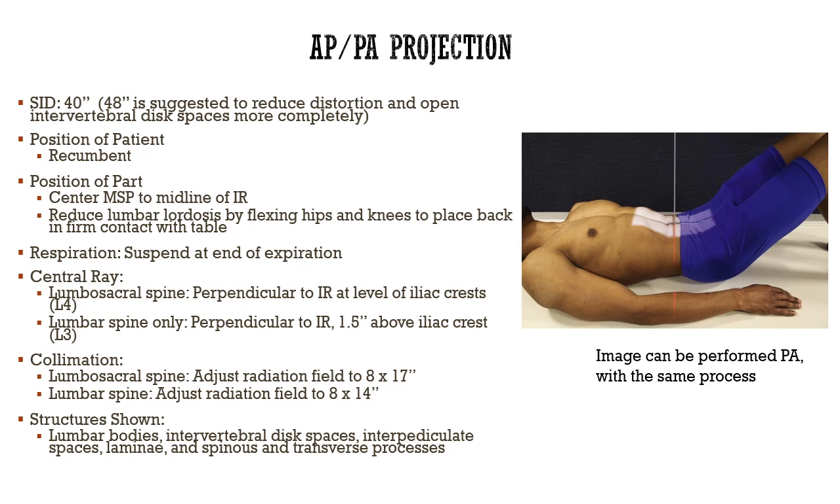So for structures shown, we're going to see the lumbar bodies, the intervertebral disc spaces, interpediculate spaces, the lamina, the spinous, and the transverse processes. The image can be performed PA just as well.